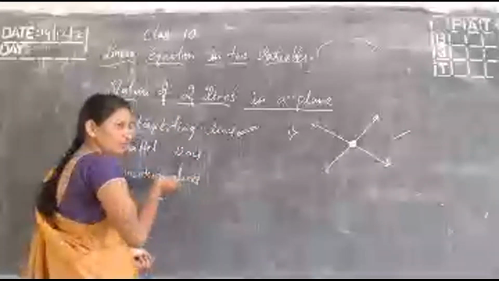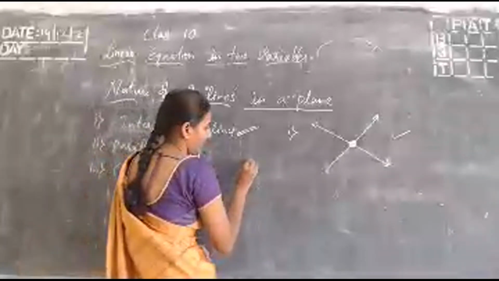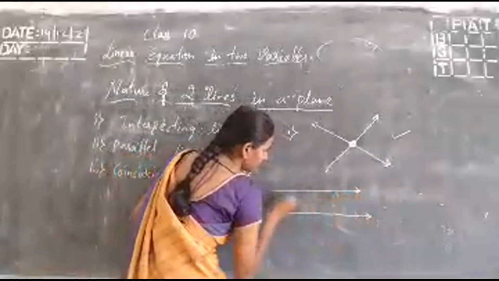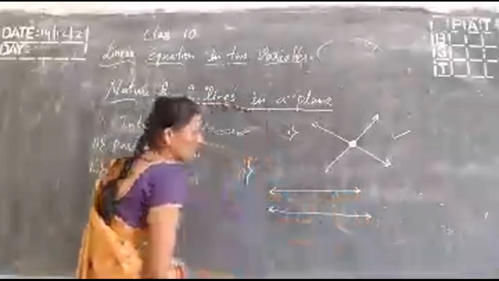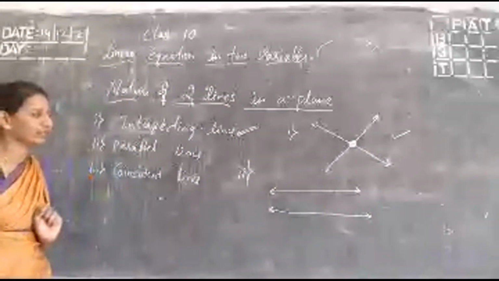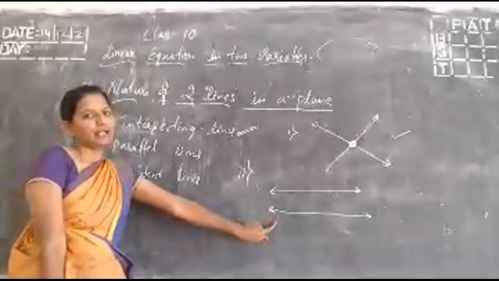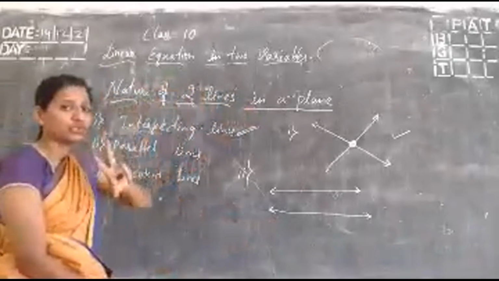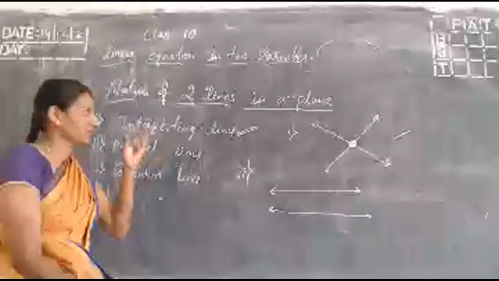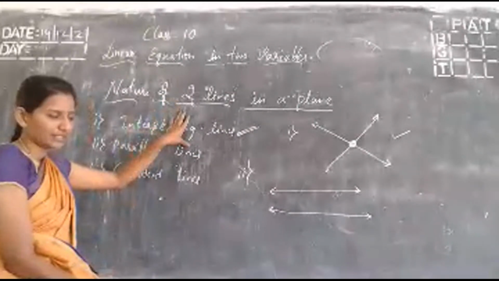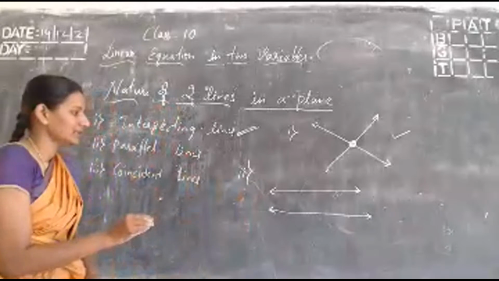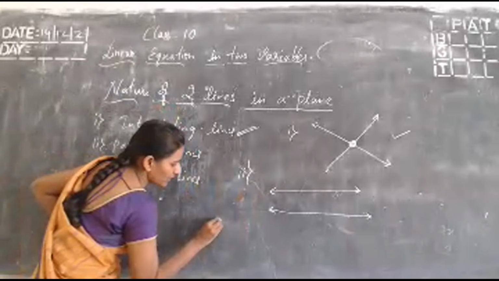Next, parallel lines. Obviously, you know the train track example. Two lines will never meet, then it is called parallel lines. This is the nature of two lines in a plane. Either they will be intersecting, or they will be parallel, means they will never meet. Third one is coincident.